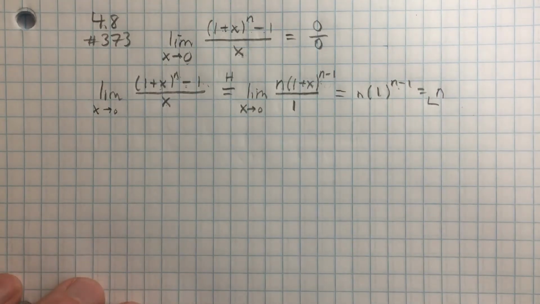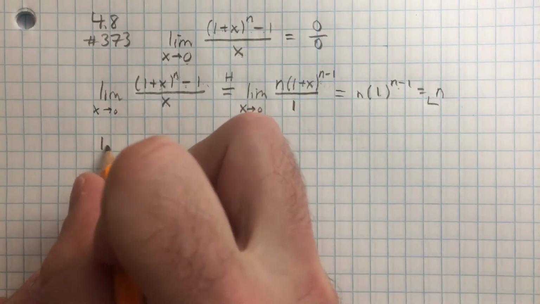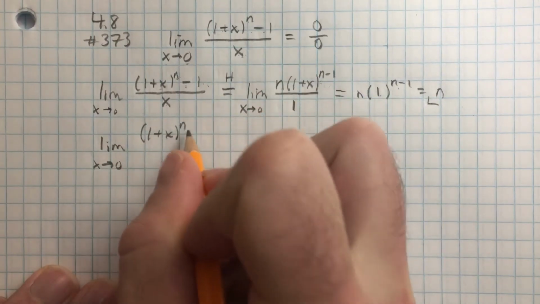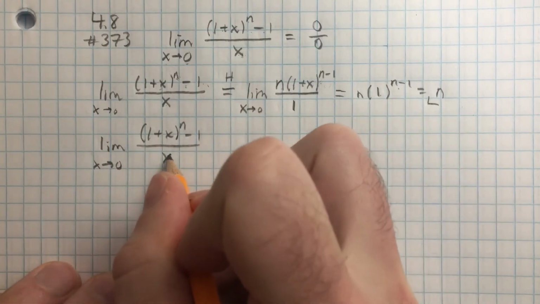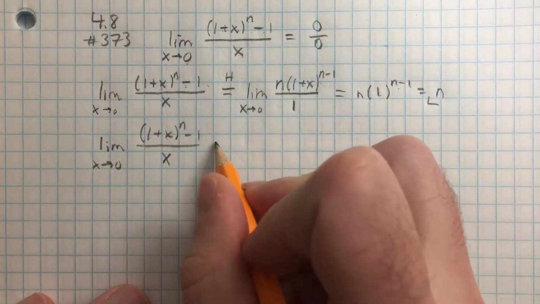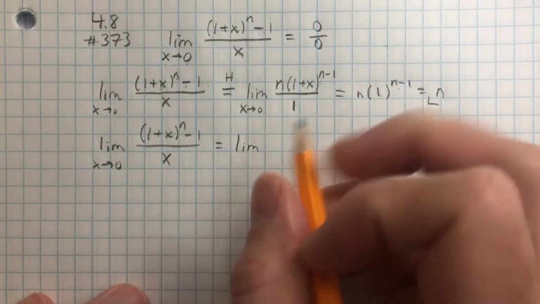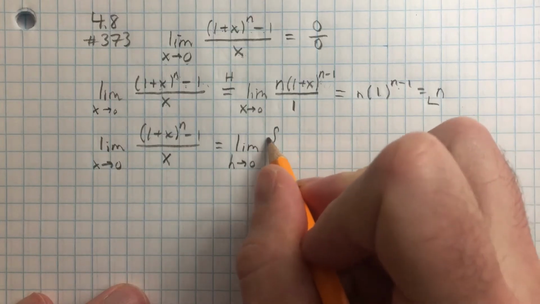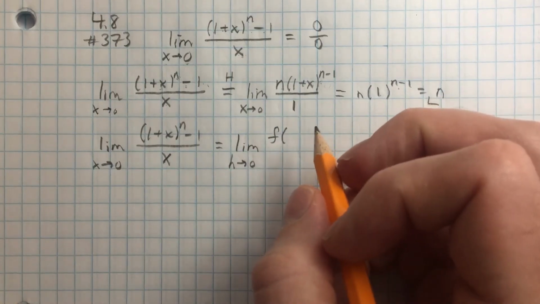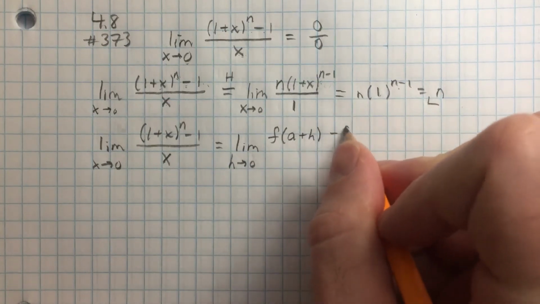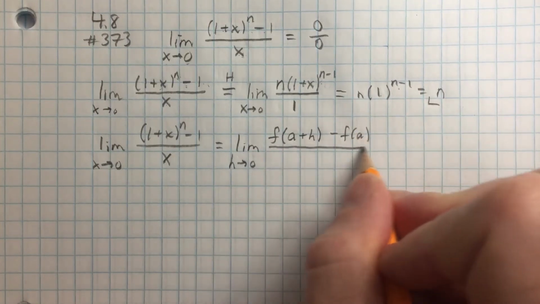All right, there's another way to look at the problem, though. We don't have to use L'Hopital's rule to find the answer. We can view the limit as x approaches 0 of (1 plus x) to the n minus 1 over x. Perhaps there's a way to view the whole thing as a derivative. If we just write out the definition of derivative we've had before: limit as h approaches 0 of a function, and usually you have a plus h in here, f of a plus h, minus f of a, all over h.